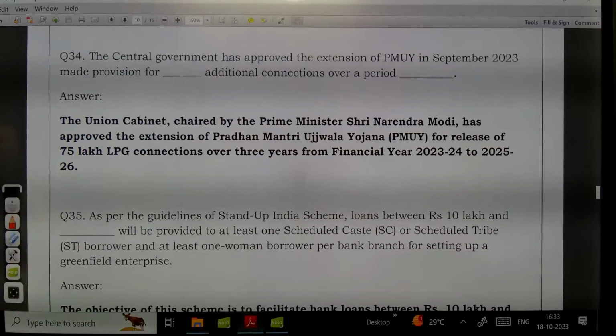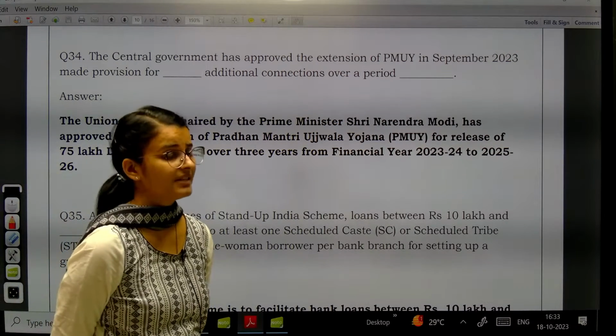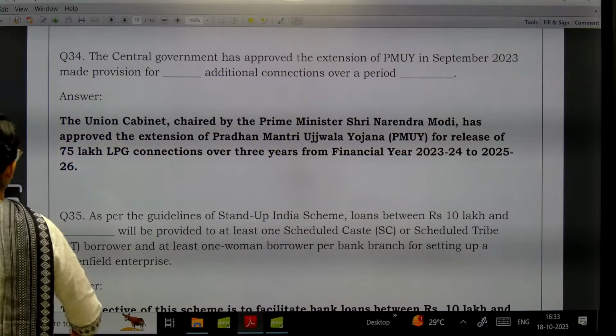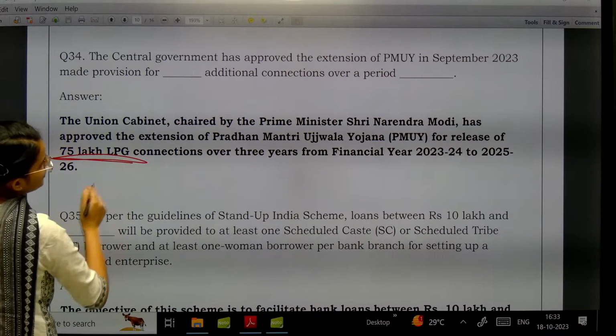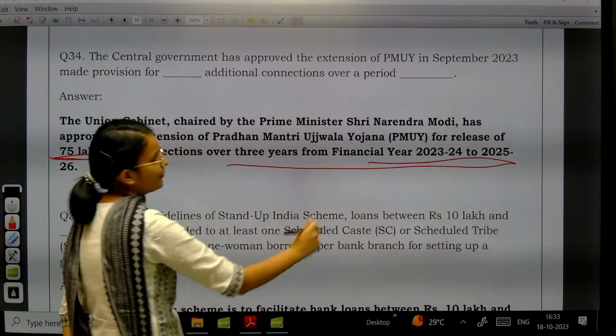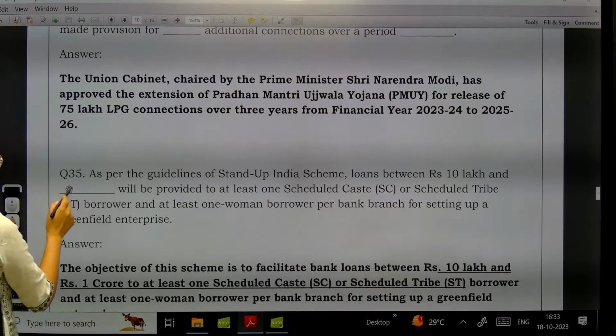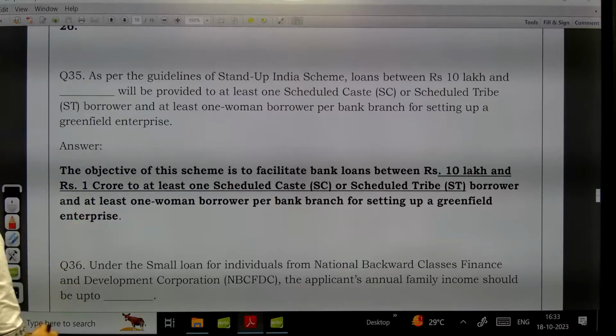Next question, question number 34. The central government has approved the extension of PMUY in September 2023, made provisions for dash additional connections over a period of dash. Ujjwala Yojana, this was directly in PIB: 75 lakh connections over a period of 3 years from 2023-24 to 2025-26. Easy question, I will consider it because it was directly in PIB as a heading.